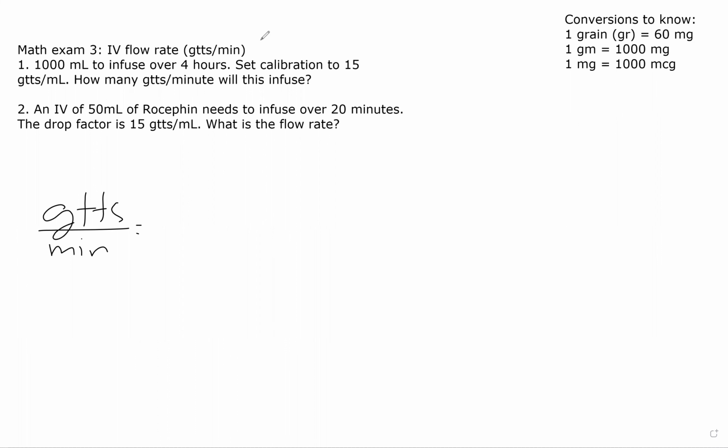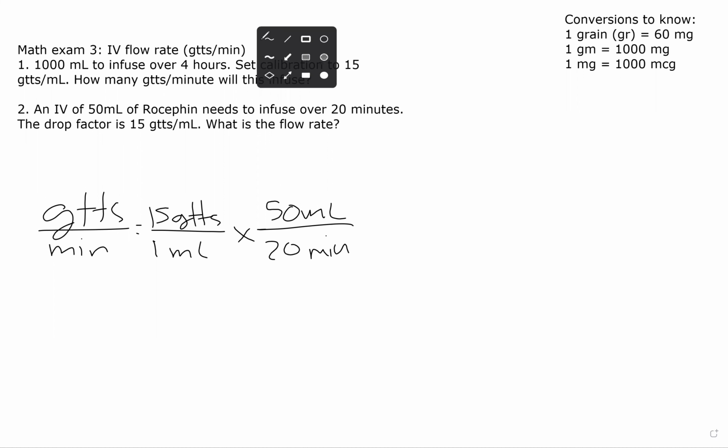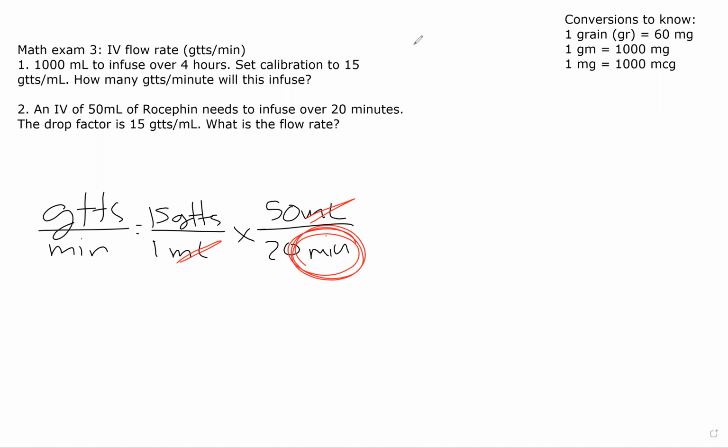So we'll line up the drops. We have 15 drops again per 1 milliliter. And we have 50 milliliters over 20 minutes. This one, we don't need to convert from hours to minutes because they're already giving our answer in minutes. So this is as far as we'll need to get. We have drops on top and minutes on the bottom, just like we need.